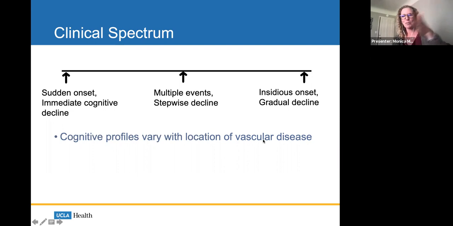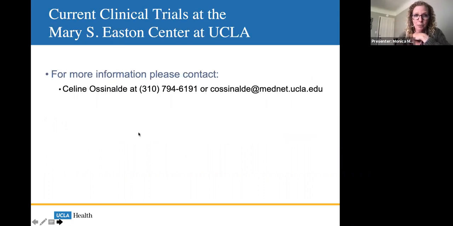So if we're thinking about the clinical spectrum of vascular dementia, it could be these three different areas where one, it's a sudden onset with an immediate cognitive decline. Right away, you notice, okay, someone has to go to PT. They have to figure this out. They might get back, they may not. Other people may have multiple TIAs, like I mentioned, where it's that stepwise decline. And then some have more of this insidious onset, where it's a gradual decline, and where it's not cut and dry in terms of what will happen next or how it will happen. And again, all depends upon where in the brain the vascular disease is taking place.